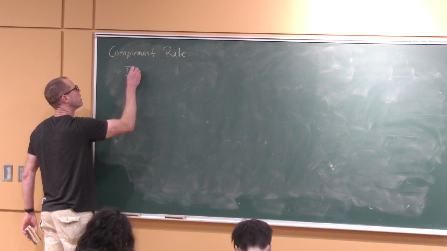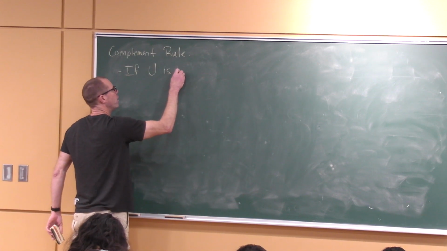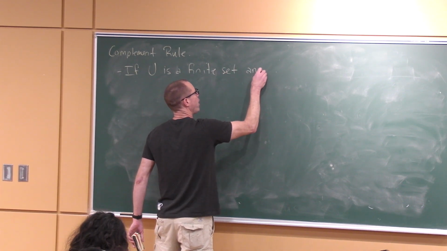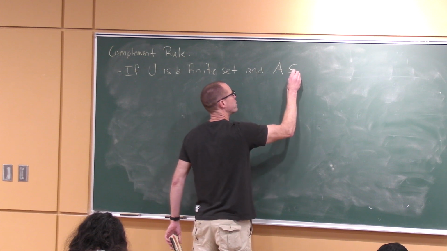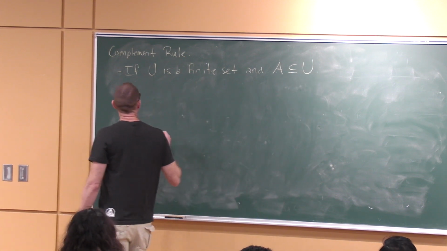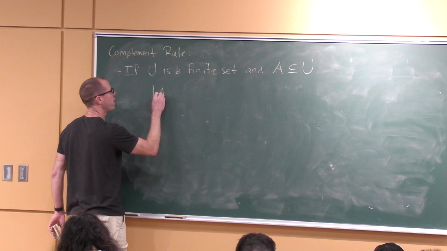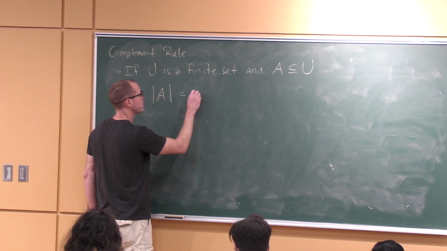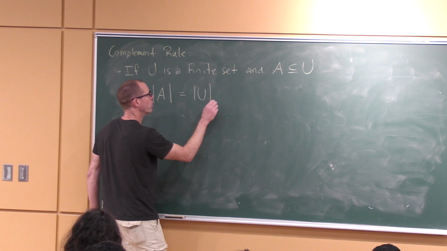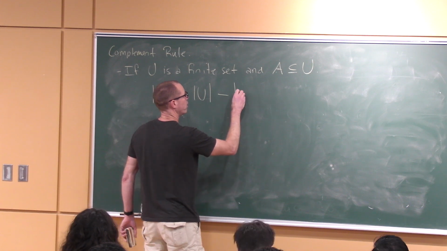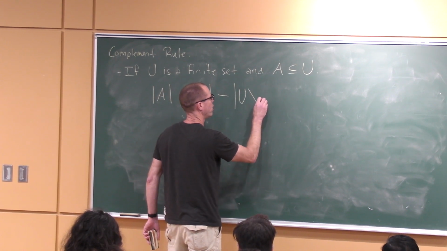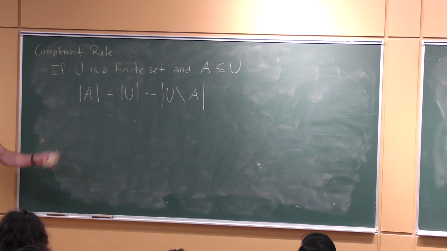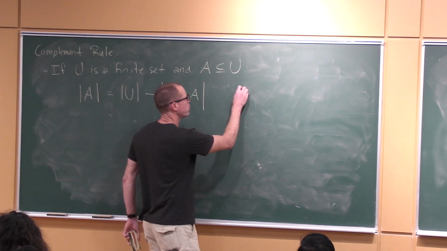So it says if U is a finite set and A is a subset of U, then one of the ways to figure out the size of A is to say that it's equal to the size of U minus the stuff in U that is not in A. It's a weird looking definition. Here's the picture of it.